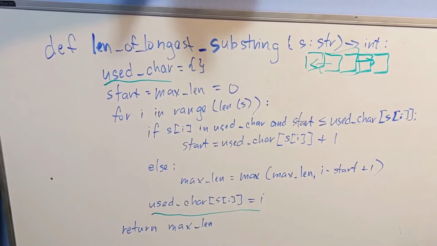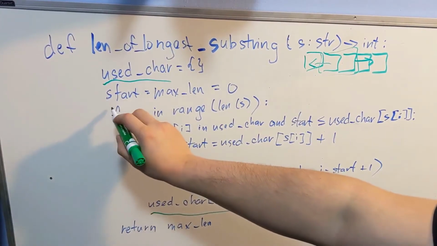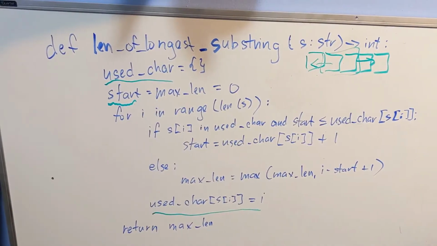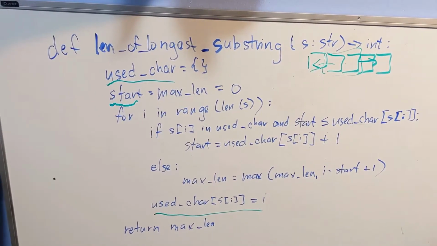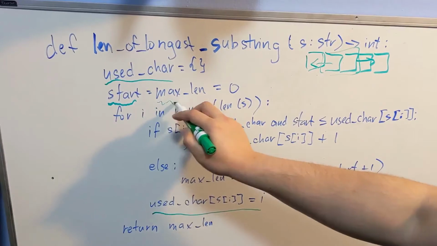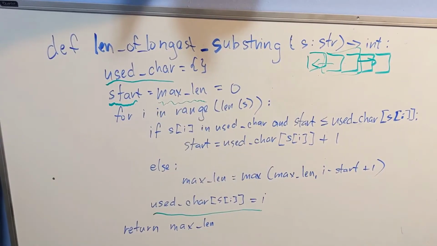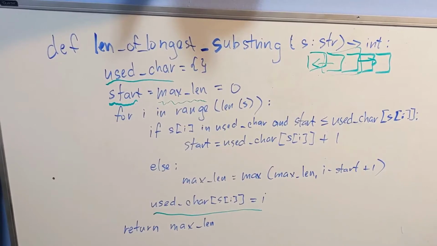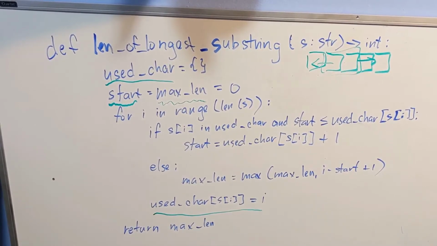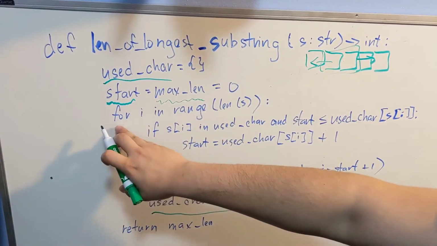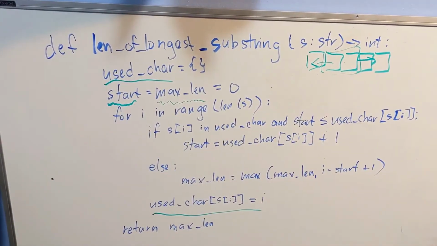Now the second variable to initialize is the start, to keep track of where we need to have the start of our unique character substring. Max length is initialized at 0, and we'll keep updating this as we grow our substring. So we enter a for loop. We want to iterate over the elements of the string, meaning the characters of the string.